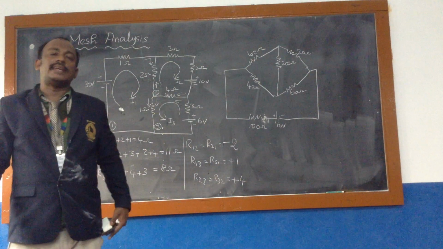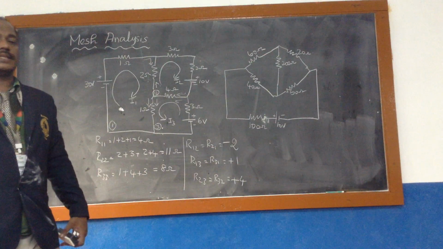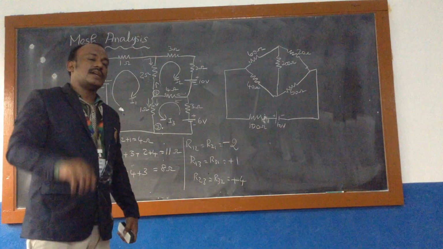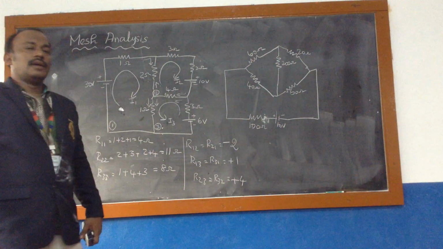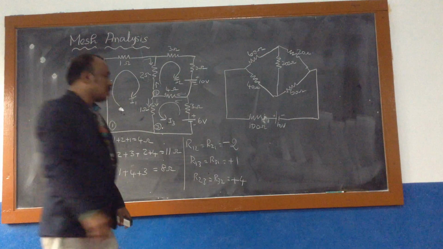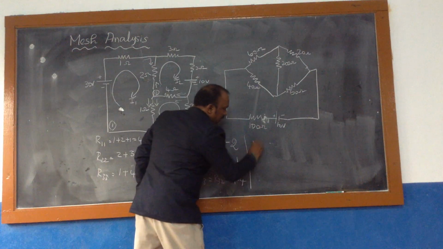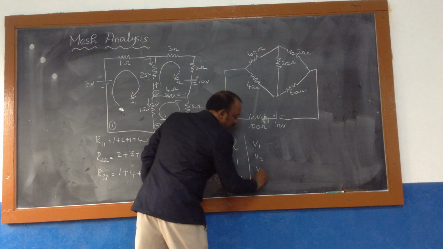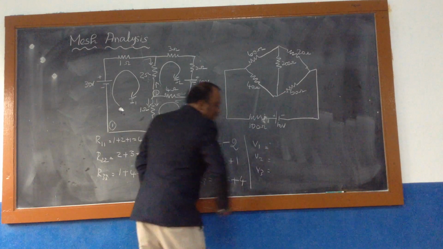Now you have the elements for all your matrix. I1, I2, I3 are unknown quantities. What are we going to measure? The R matrix. All the values you have. When you consider the voltage matrix, come to the voltage matrix. V1, V2, V3. This is very important.